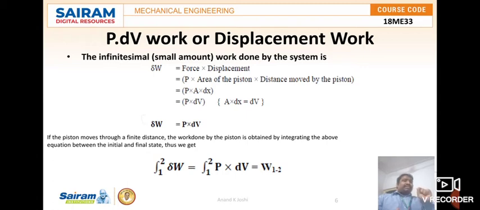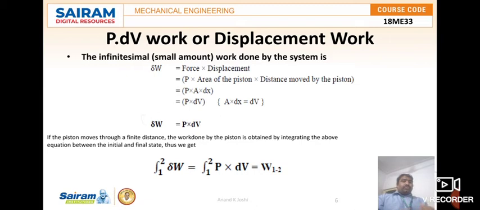Now once you know dx, what will the equation be? Pressure, area, and dx. dx is a distance, so area into distance is nothing but volume. So that is A into dx. We call it dV, because the area is fixed, we can't change the piston area, but the distance traveled by the piston, dx, is the variable. Hence A into dx is nothing but dV. So P into dV, that is the displacement work. I hope you understand this.